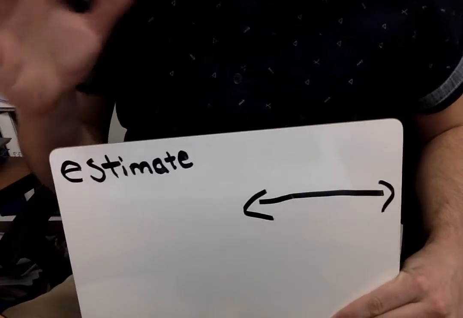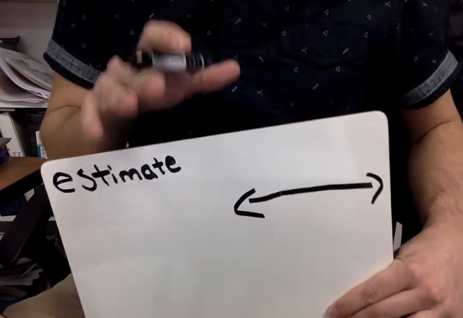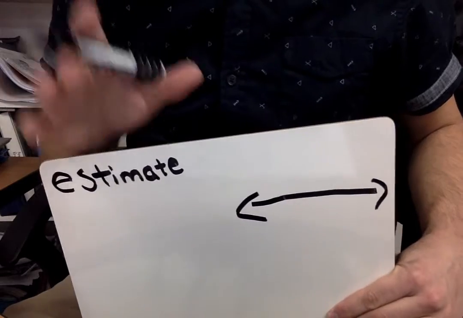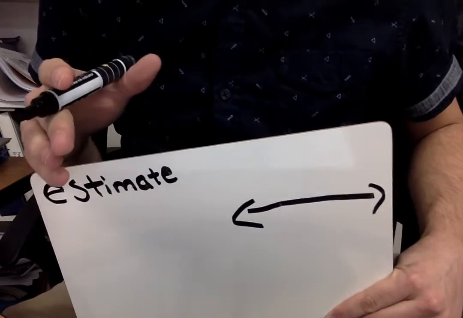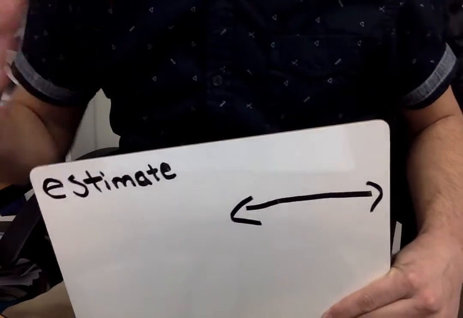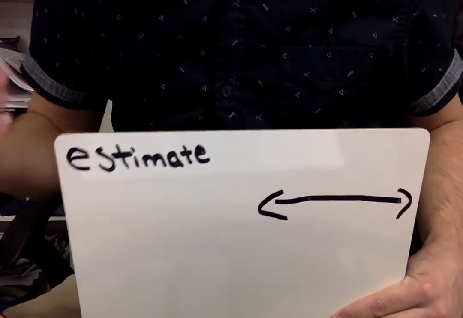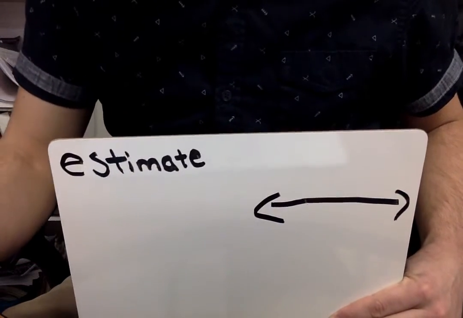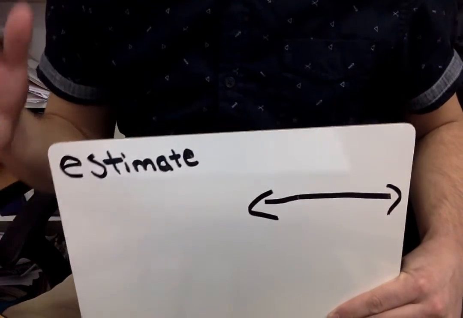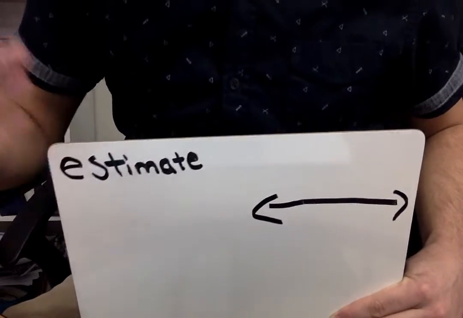We're looking for about the same value. That's a big word. About the same. About meaning we're really estimating. And we're looking for answers that are pretty close when we estimate. So today we're not looking for those exact answers like we usually do in math. We're just looking for answers that are about the same.